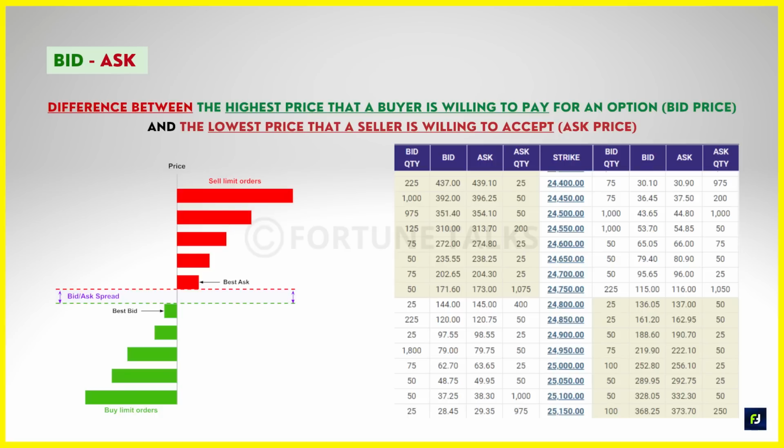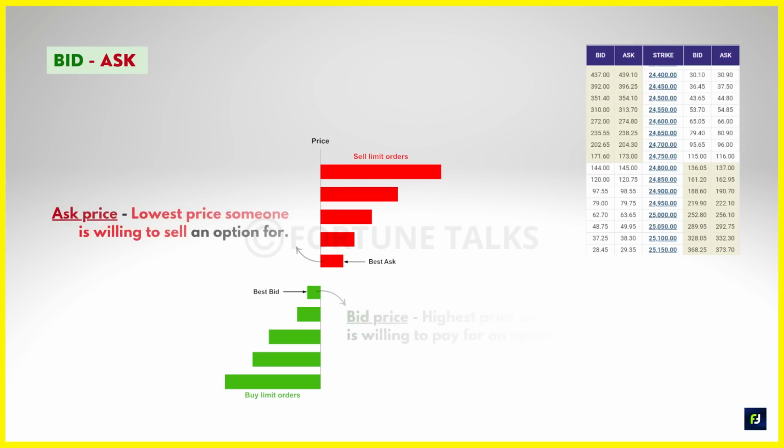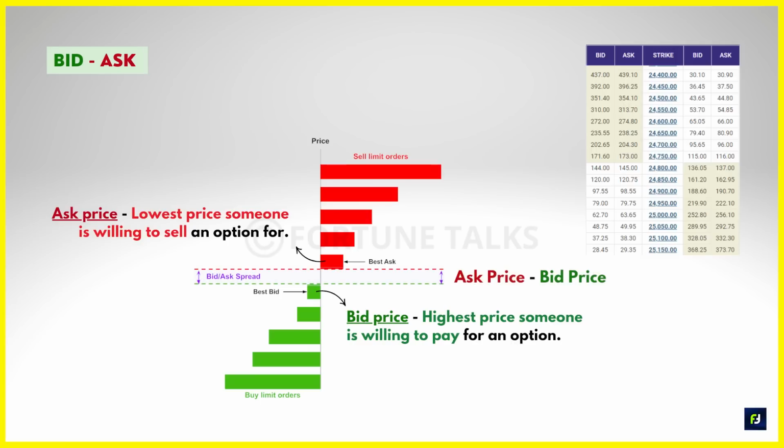By definition, bid ask spread is the difference between how much it costs to buy an option and how much I would receive from selling an option. The ask price is the price the market is willing to sell the option to me for, and the bid price is the price the market is willing to buy the option from me for. In other words, the bid price represents the highest price someone is willing to pay for an option, and the ask price is the lowest price someone is willing to sell an option for. The difference between bid and ask is called the bid ask spread.